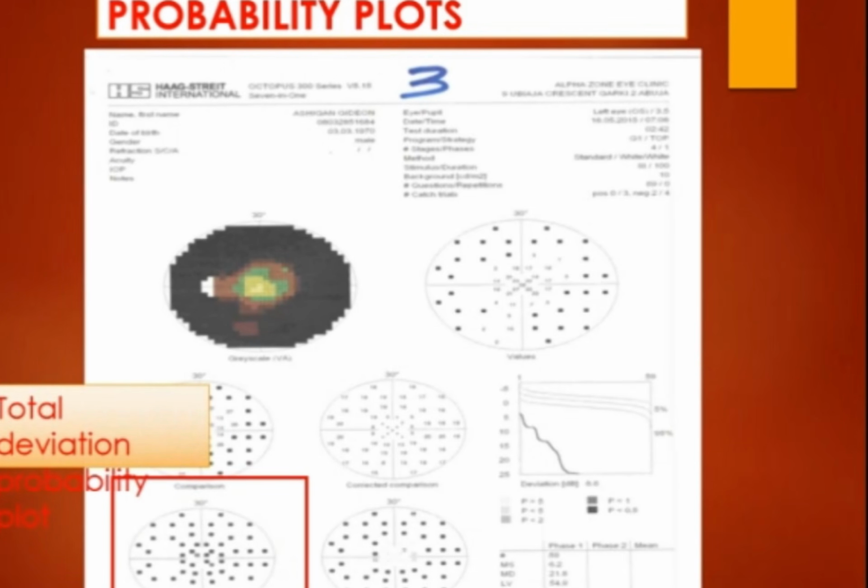For the pattern deviation, the machine adds points across the border in order to increase the points seen and make the charts better, or make the visual field results better.